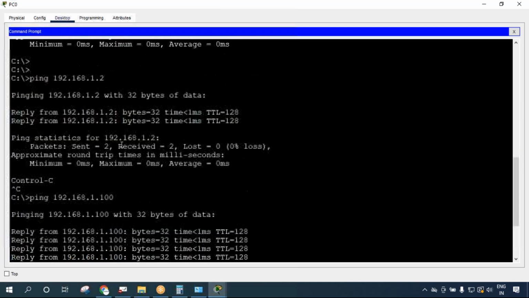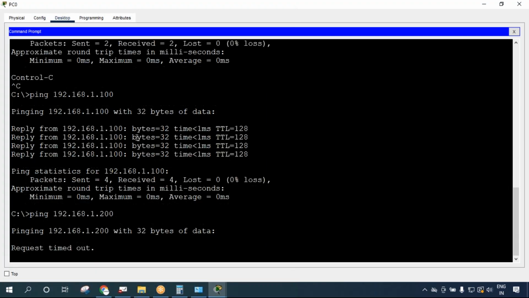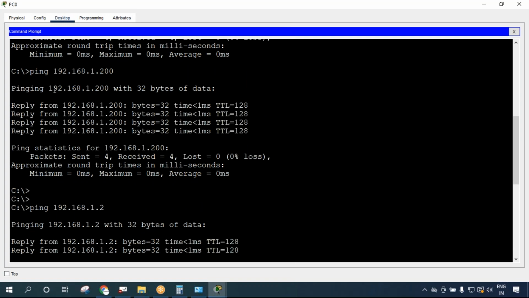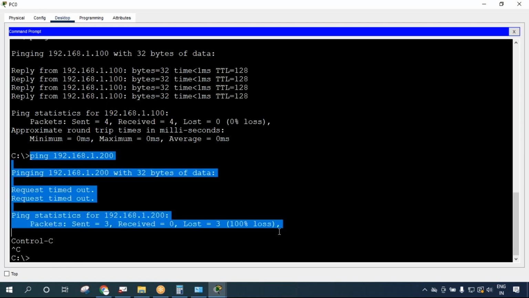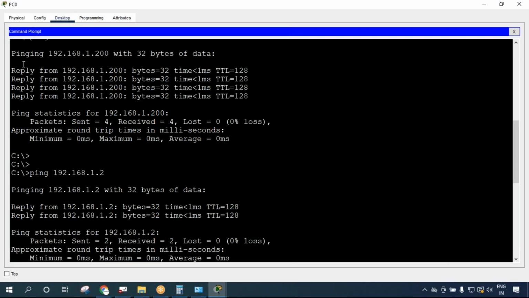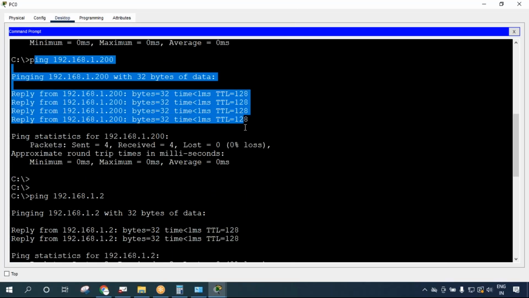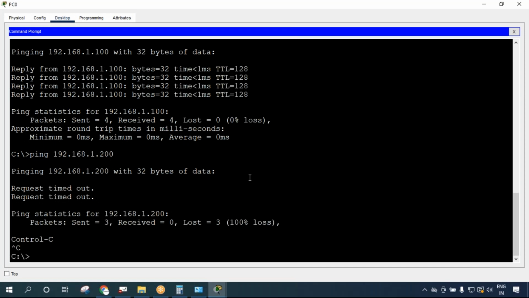Previously, see, when they were in the same network, when the subnet mask was 255.255.255.0, ping was happening, but now ping is not happening to 1.200. Previously the ping was happening to 1.200. Now it is not happening. After changing the subnet mask, it is not happening. Why? That's what we need to understand.